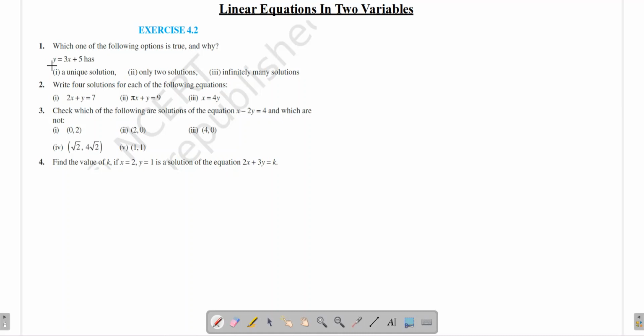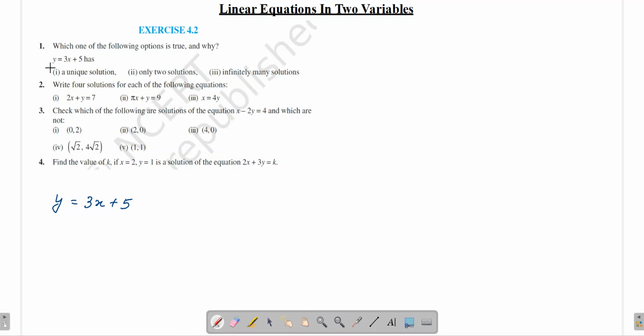The question is, y equals 3x plus 5 has a unique solution, only two solutions, or infinitely many solutions. So the question says you have an equation y equals 3x plus 5, and you need to find out which one amongst these three options is correct. So let us try to understand what the options are first. The first option is unique solution. Unique means something which does not have any other alternative, something which is only one.